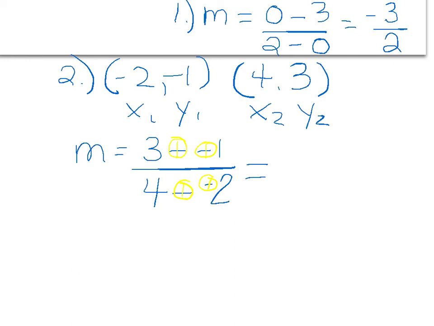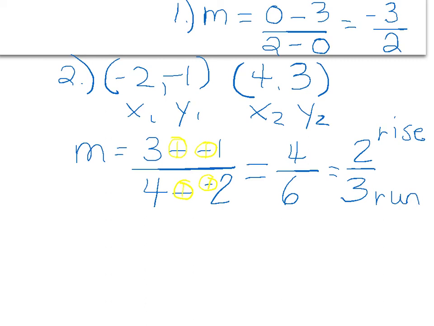Simplify this, and we have 3 plus 1 on the top, which is 4. 4 plus 2 on the bottom, which is 6. This reduces to 2/3. So we would have a rise of 2 and a run of 3.